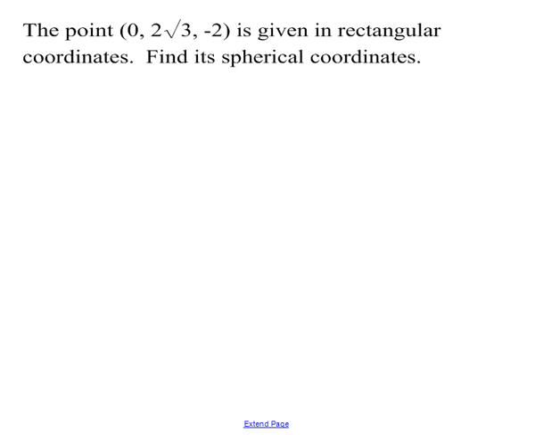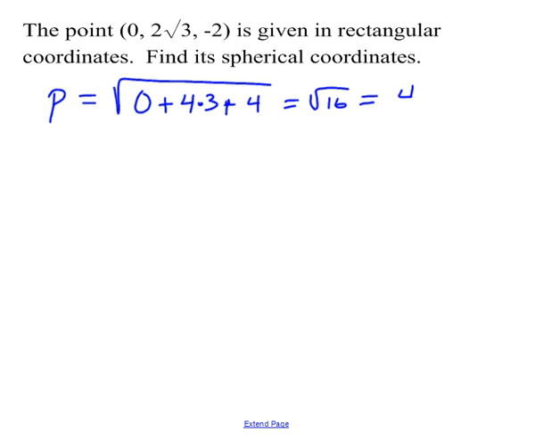All right, one final problem, and then we'll get ready to do some homework. So now I have the rectangular points, and I want to find the spherical. And again, going from rectangular back is a little trickier, but the rho is pretty easy. Rho is the square root of x squared plus y squared plus z squared. So 2 squared is 4, root 3 squared is 3, and then plus z squared. And so this becomes the square root of 16, otherwise known as 4.